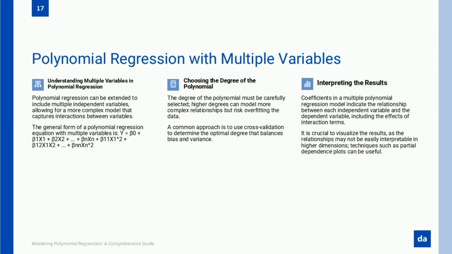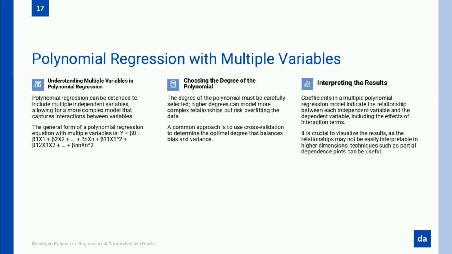The general form of a multiple variable polynomial regression equation is more complex than a single variable polynomial regression model. Instead of having a single independent variable raised to different powers, it includes multiple predictors and their interaction terms.